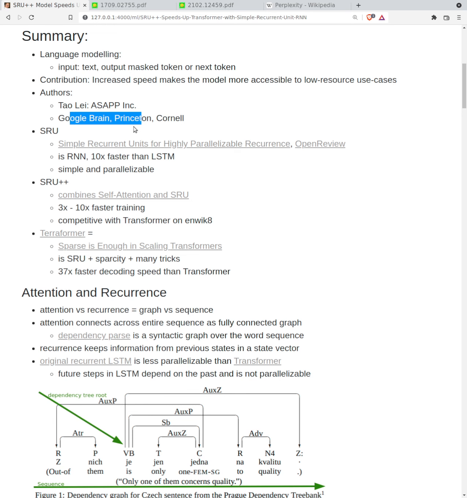And this post is comprised of this SRU unit, where we talk about what is this new recurrent unit, and this SRU++, where we combine the self-attention with this recurrent unit to get competitive performance and faster training at the same time. There is also this Terraformer paper, which uses SRU and sparsity and many other tricks to get actually even bigger speed up than the standard transformer. But I will not talk about that paper.